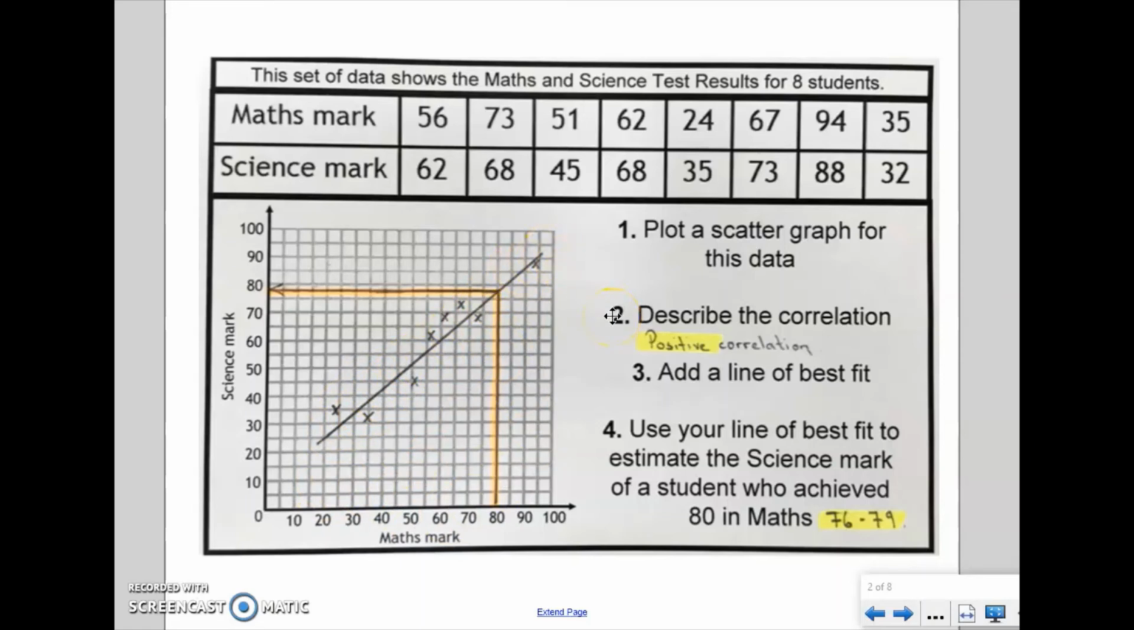Remember, your line of best fit might be slightly different than mine, but as long as you have more or less the same amount of scatter points above as you do below, then it would count as an accurate line of best fit. And then to answer question 4, I've used my ruler. I've gone up at a maths mark of 80 until I hit my line of best fit, and then read along for a science mark somewhere in between 76 and 79. Again, remember this value might be slightly different for your answer if your line of best fit is a little bit different to mine. So there is a little bit of leniency when it comes to this solution, but you can't be too far away from this range.